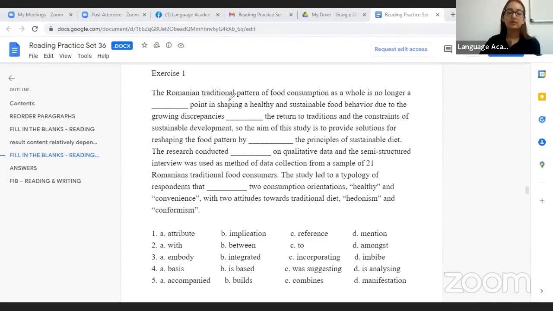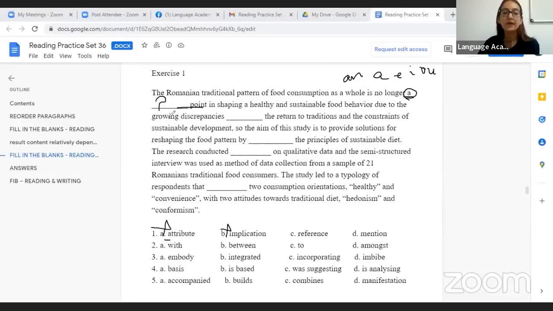This is the Romanian traditional pattern of food consumption as a whole is no longer a point in shaping a healthy and sustainable food behavior. The sentence is absolutely complete. No longer a point. Point is a noun, so we need to find out what kind of point it is. And we have a as the article before the blank. That means the word starting with vowels a, e, i, o, u cannot be the answers because for a, e, i, o, u we need an written before them. So that is why we can eliminate attribute cannot come with a and implication cannot come with a.